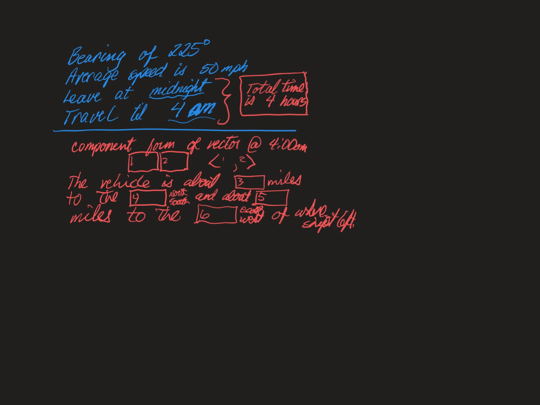So let's shrink that down and then we'll kind of draw it out. So when I start, I always start at the origin. Sorry about that. So I would start at the origin, and then I have a bearing of 225 degrees. So 225 is this way, all right? And I have a speed of 50 miles per hour, okay? So this is what I'm looking at. Okay, 225 degrees, 50 miles an hour. Okay, and we're going to leave at midnight and travel till 4 a.m.